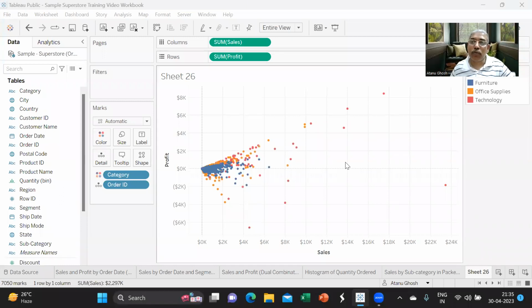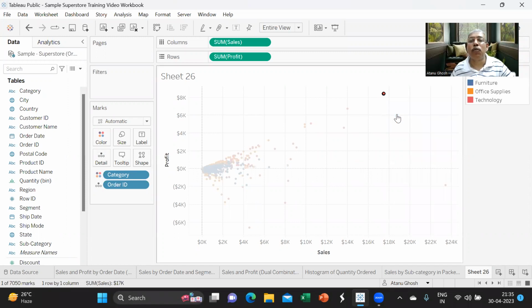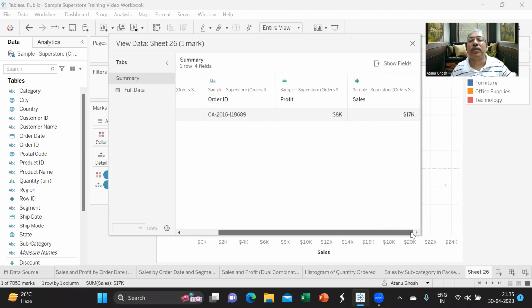As a manager, you may want to explore these outliers further. For example, let us look at this outlier where the sales and profit seem to be very high. If you right click, you can view the full data, which is the order, the value of sales, the value of profit, etc. If you go to view data, you'll see this is the order, the total profit is 8,000 and the sales is 70,000. So definitely very high profit, almost 50%.